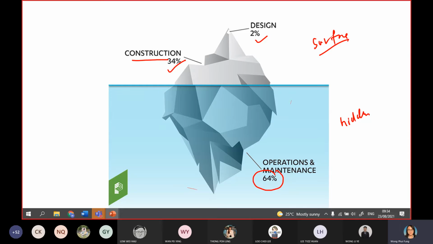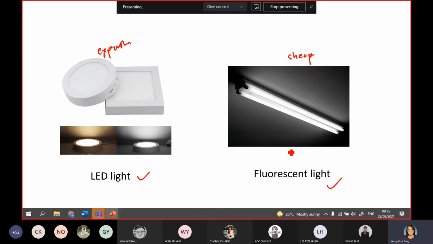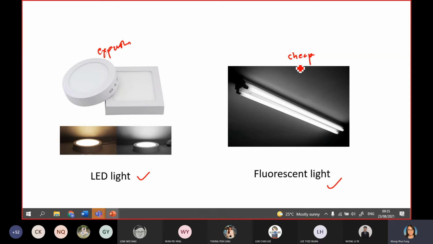So I give you one example. Say, for example, when we want to consider material selection for a project. Okay, so for a project, for a lighting, they can choose to install LED light. They can also choose to install fluorescent light. So compare in terms of these two, this will be cheaper. This will be expensive. If you just think about the initial cost, of course you will choose the cheap one, no, isn't it? Because your aim is to reduce the design and construction cost. Of course, then you choose a fluorescent light.